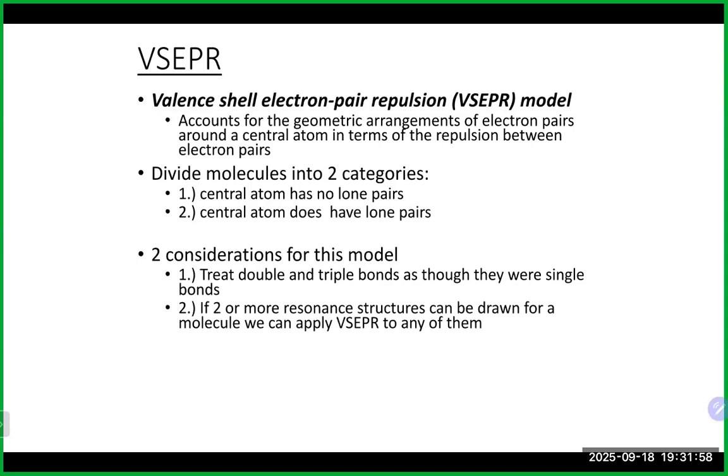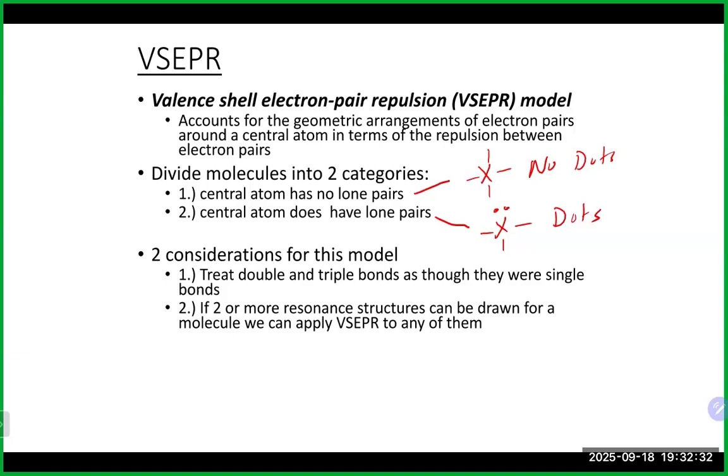And it's really divided into two categories. One category is a central atom that has no lone pairs. And that means when you draw that central atom, you basically have bonds, and you have no dots on your Lewis structure. And the other category is molecules that have lone pairs on the central atom. So when you draw them, they have at least some dots there, which are non-bonding electrons.